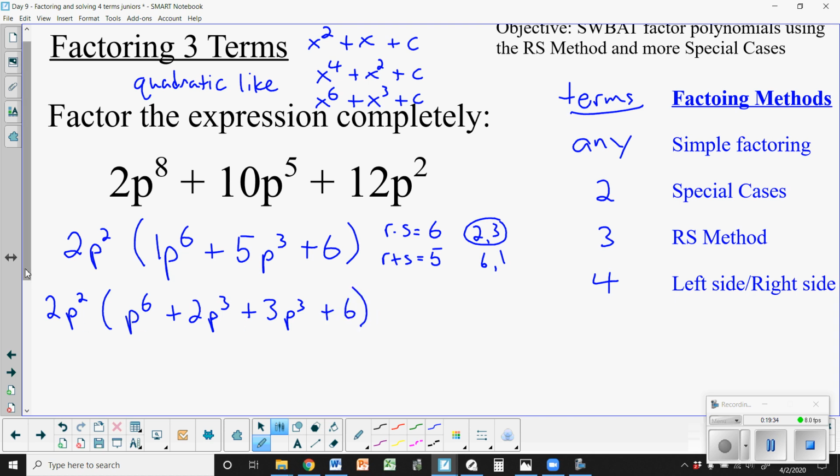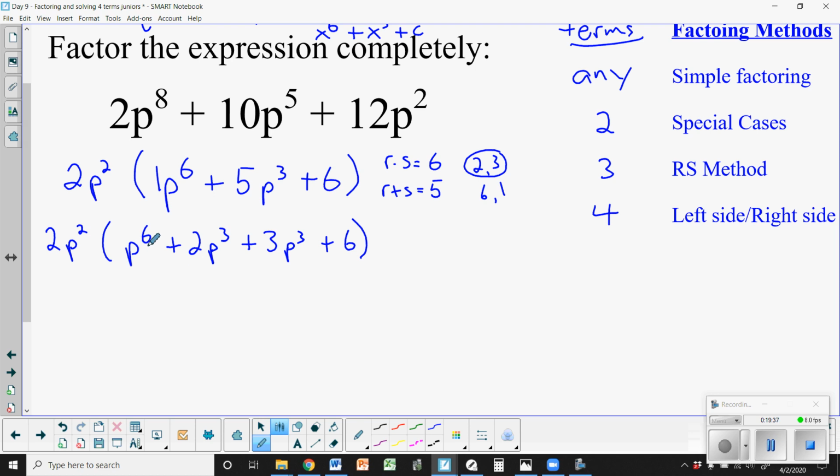All right, so now we're still factoring, factoring left side, right side. We have 4 terms, so now we're factoring left side, right side. We still have our 2p squared out front. What can we factor here? That's right, we can factor out a p cubed.